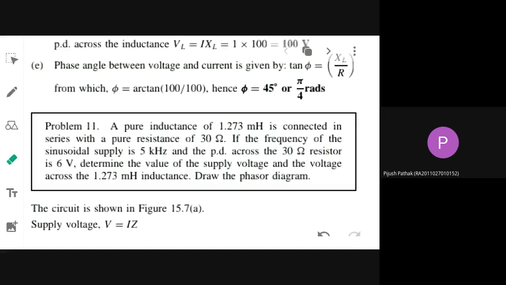How will you solve the problem? Ma'am, I have drawn the circuit and now I am calculating it, ma'am. One clue is already there. You have to use this formula: V is equal to IZ.